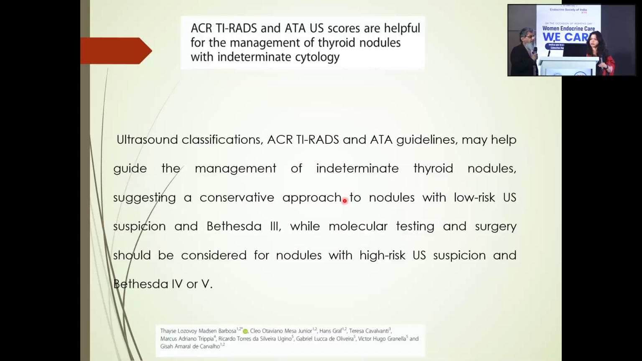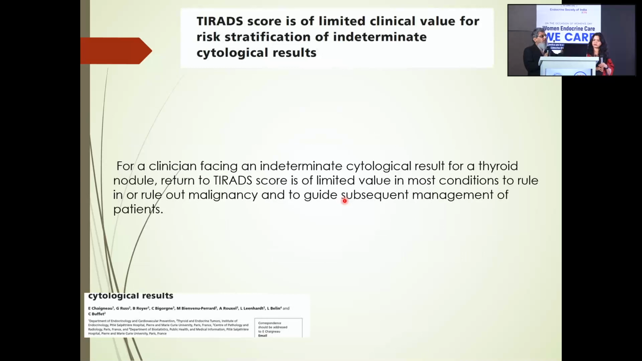And there are always contradictory papers that come up in the endocrine journals, even the radiology journals, that some of them believe that ACR TIRADS and ATA guidelines scores are helpful for the management of thyroid nodules with indeterminate cytology. That is generally the Bethesda 3 category. While someone will say it is not really helpful, I think this would be solved by using it correctly in a typical clinical scenario, where we speak to endocrinologists as well as pathologists and then take a call.